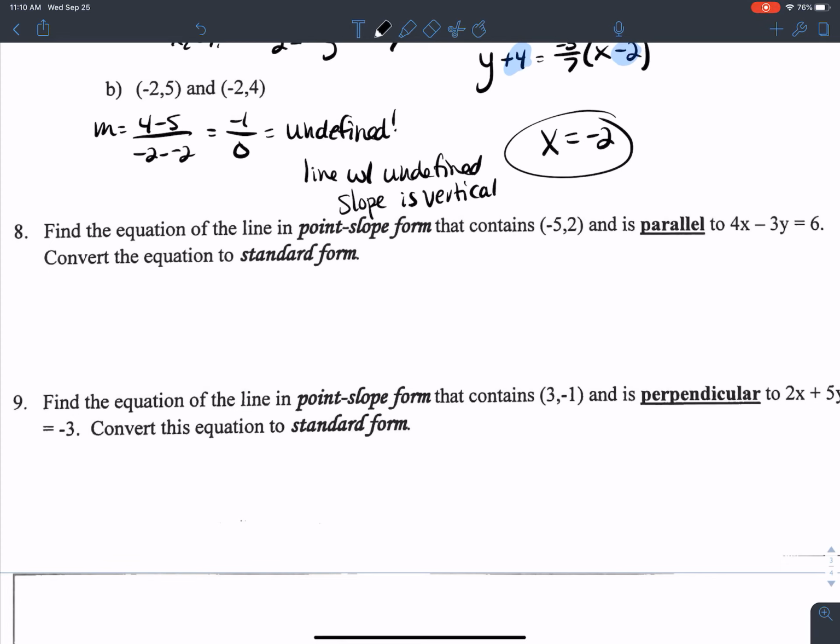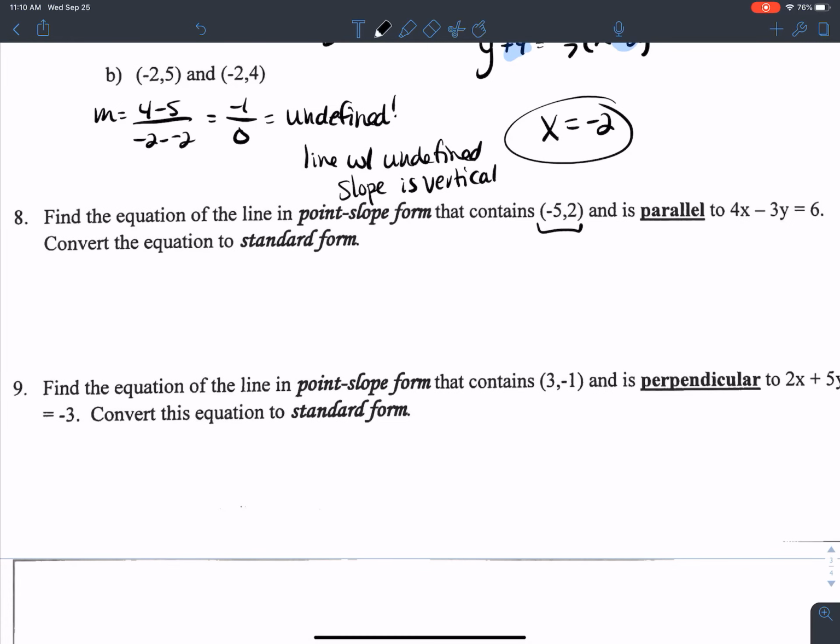So here again, just more problems. We have a point, and then we need to get the slope from lines being parallel. So again, we always need a point and a slope for a line. So if it's parallel to this, we need to calculate its slope real fast.